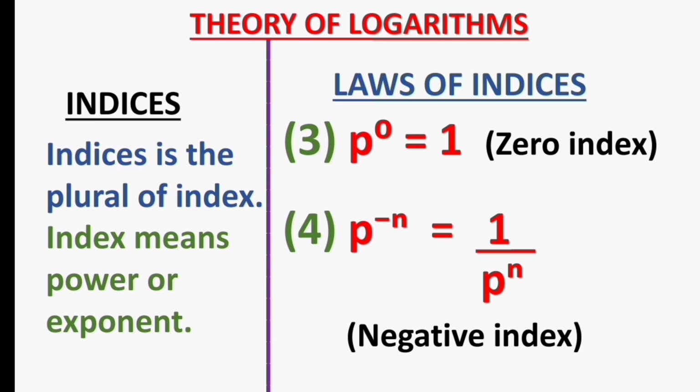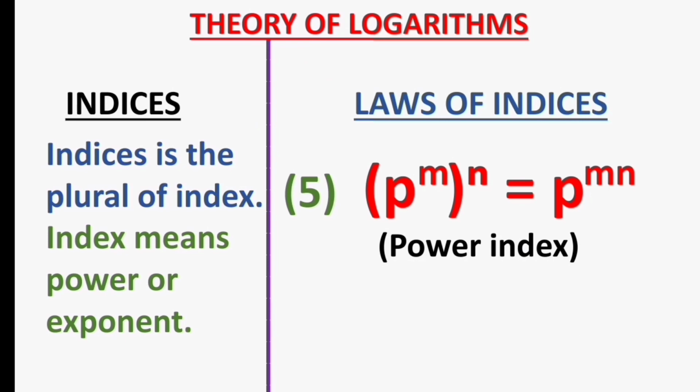The third law is the zero index, which says a number raised to the power 0 is equal to 1. In other words, p raised to the power 0 is equal to 1. The fourth law is the negative index, which says a negative power will produce a reciprocal. In other words, p raised to the power minus n is equal to 1 over p raised to the power n.